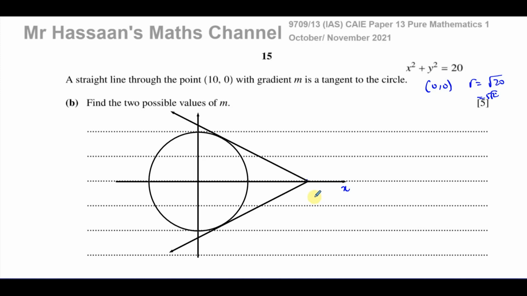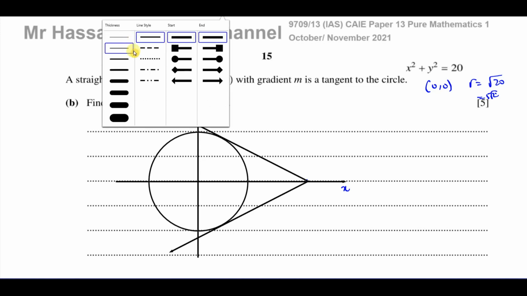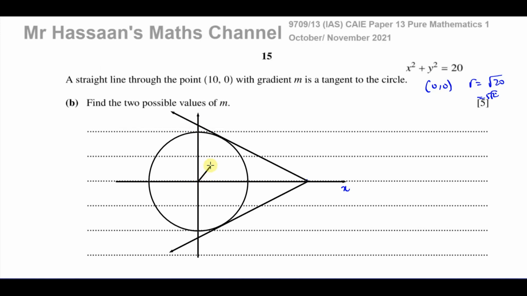What we can do here is understand a few things. Firstly, if I join the center of the circle to the place where the tangent hits the circle, you have a right angle. The same will be down here. And I know that the radius of the circle is root 20, which is 2 root 5.